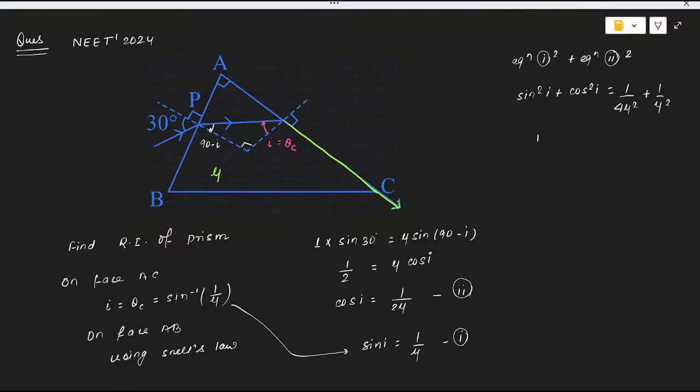So sin square i plus cos square i is 1. We'll take the LCM. This will become 4 mu square, and this is 1 plus 4. So 1 is equal to 5 upon 4 mu square. So mu square is equal to 5 upon 4, so mu will be equal to the square root of 5 upon 4, that is root 5 upon 2. Have you understood this or not? Tell me thoroughly.